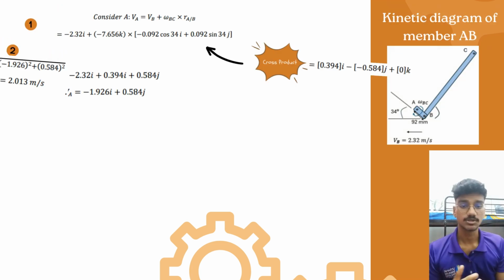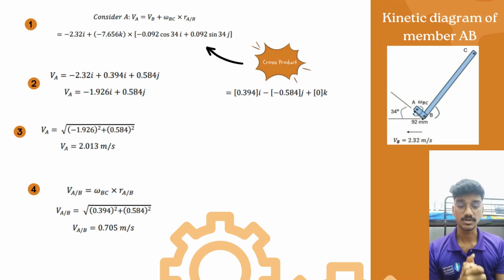Now let's look at the connected diagram of member AB. We consider that velocity A equals velocity B plus angular velocity of BC times position vector of AB. The reason why we are using angular velocity of BC is because the rotation will be the same for both members, which are BC and AB.